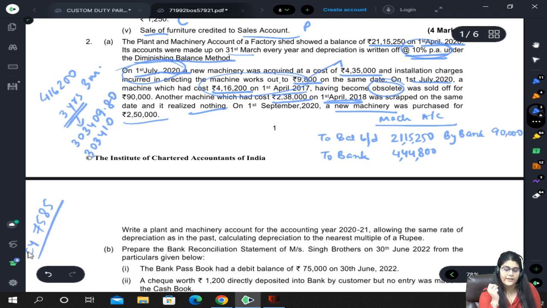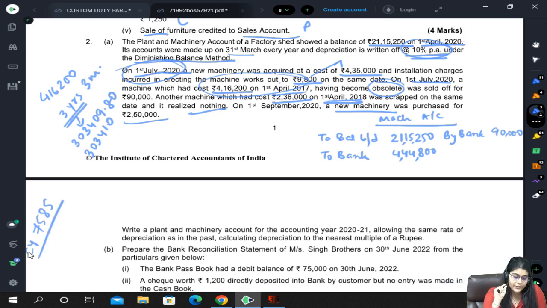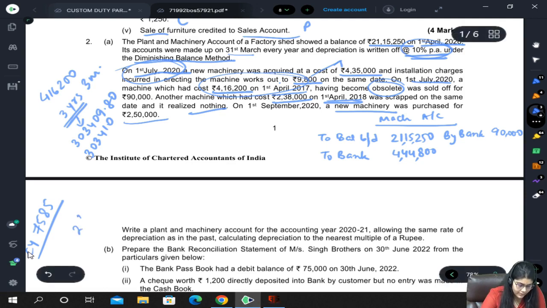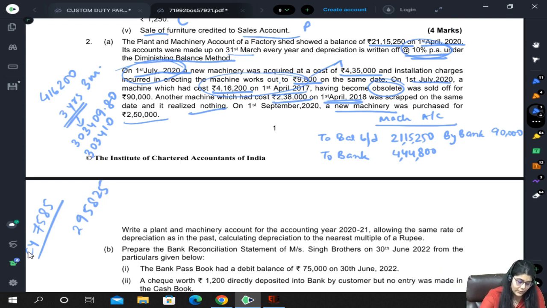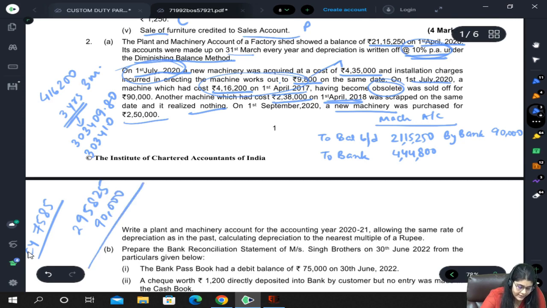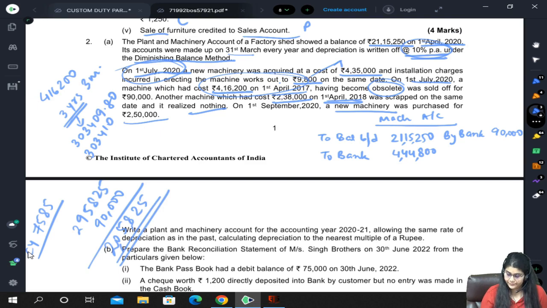Current year depreciation is 7,585, and book value during sale is 3,03,410 minus 7,585, giving us 2,95,825. We sold this machinery for 90,000, which means obviously we have made a loss of 2,05,825. So, how do we make this entry in the machinery account?